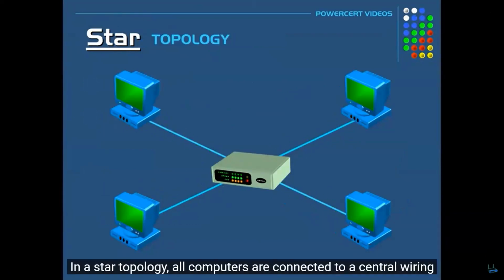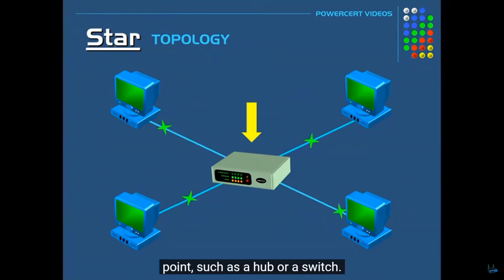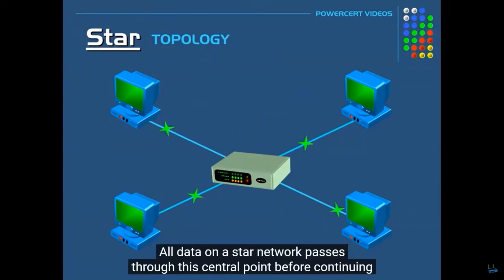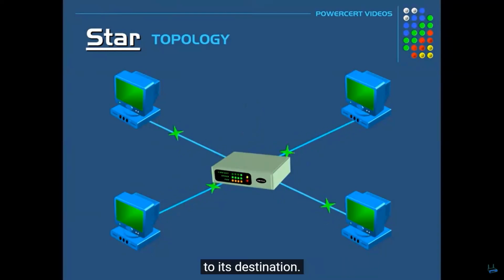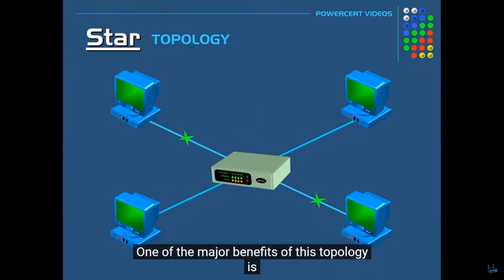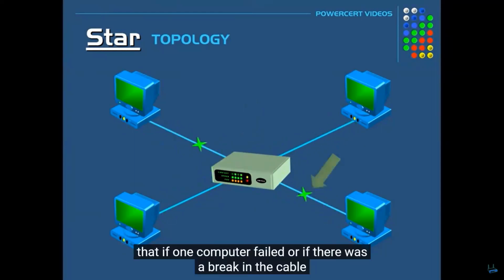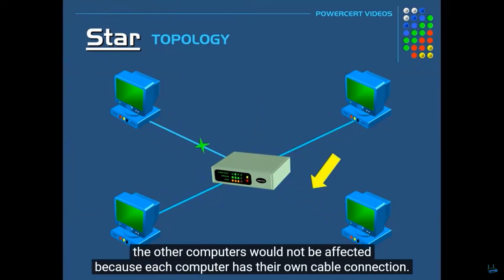Now, in a star topology, all computers are connected to a central wiring point, such as a hub or a switch. All data on a star network passes through this central point before continuing to its destination. Now, one of the major benefits of this topology is that if one computer failed or if there was a break in the cable, the other computers would not be affected because each computer has their own cable connection.